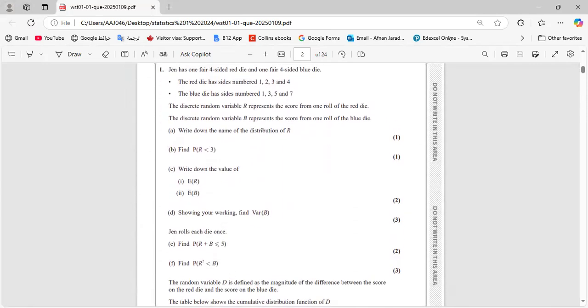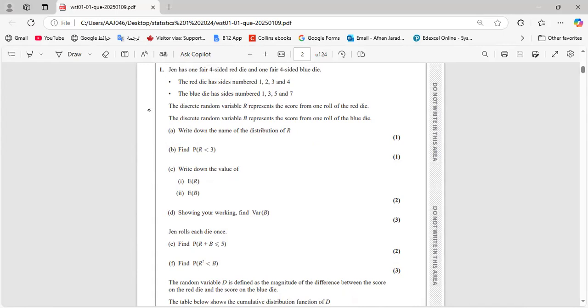Jin has one fair four-sided red die and one fair four-sided blue die. The red die has the sides numbered 1, 2, 3, 4, and the blue die has sides numbered 1, 3, 5, 7. The discrete random variable R represents the red die, and the discrete random variable B represents the blue die. Write down the name of the distribution of R.